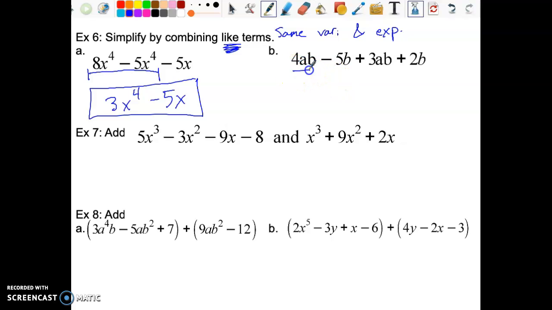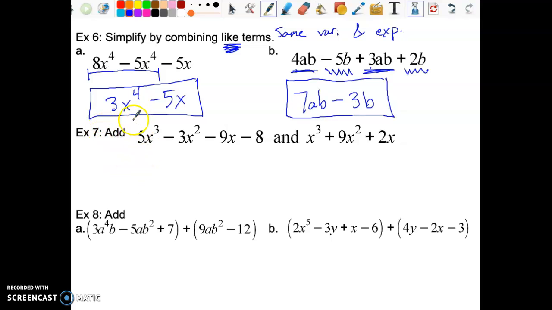Looking at the next one, we have AB. 4 plus 3 is 7AB. But you're still not done because now you have a negative 5b plus 2b. So that would be negative 3b. That's all I want you to do.